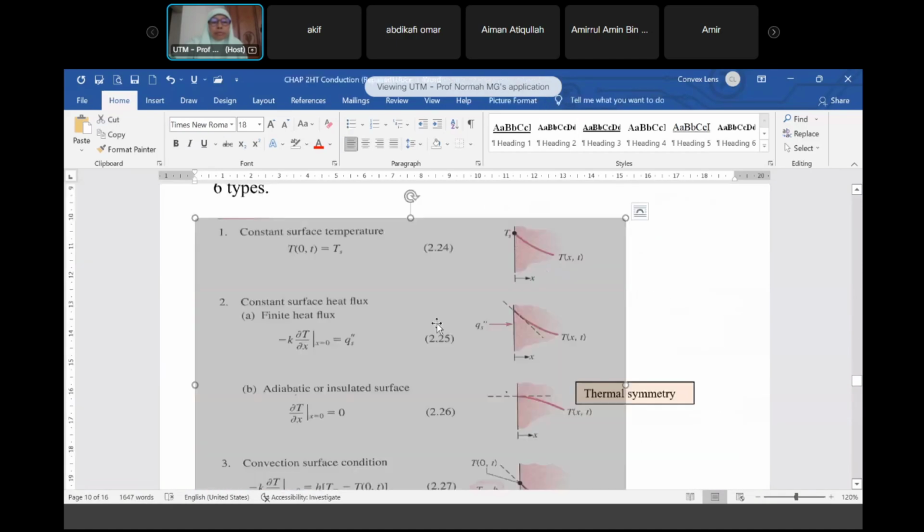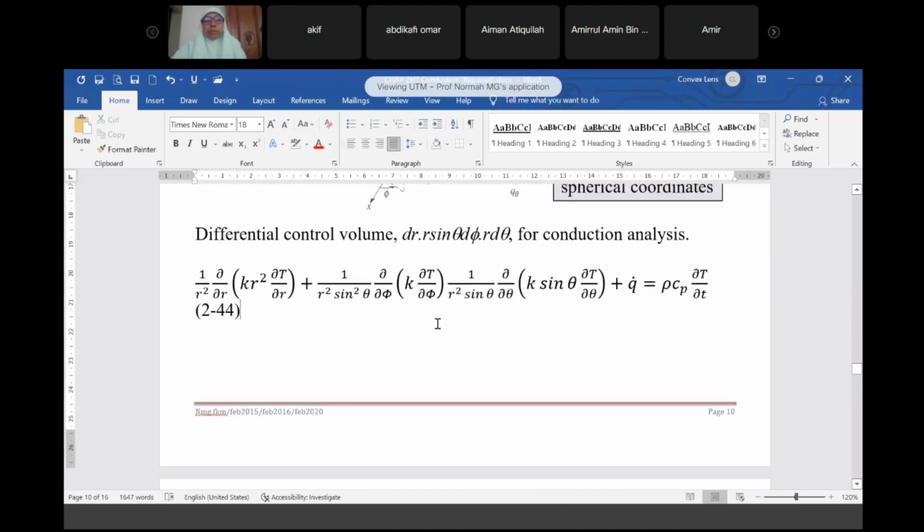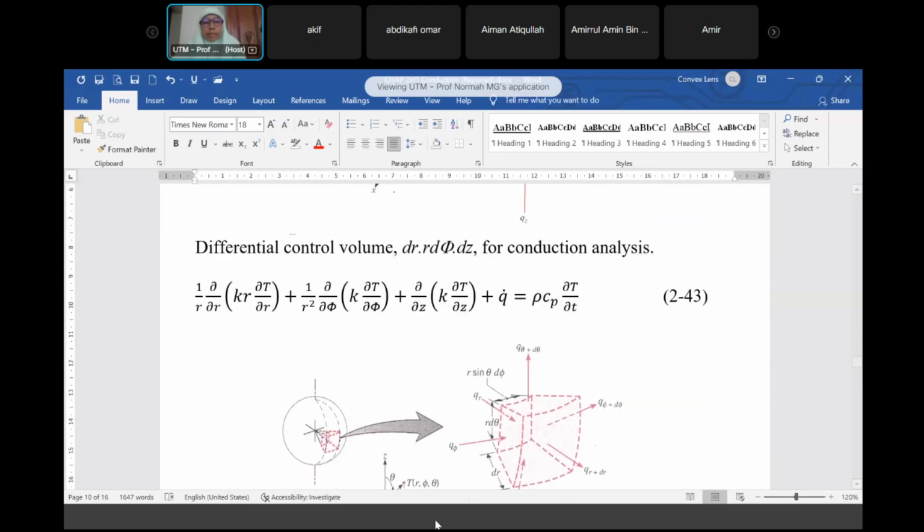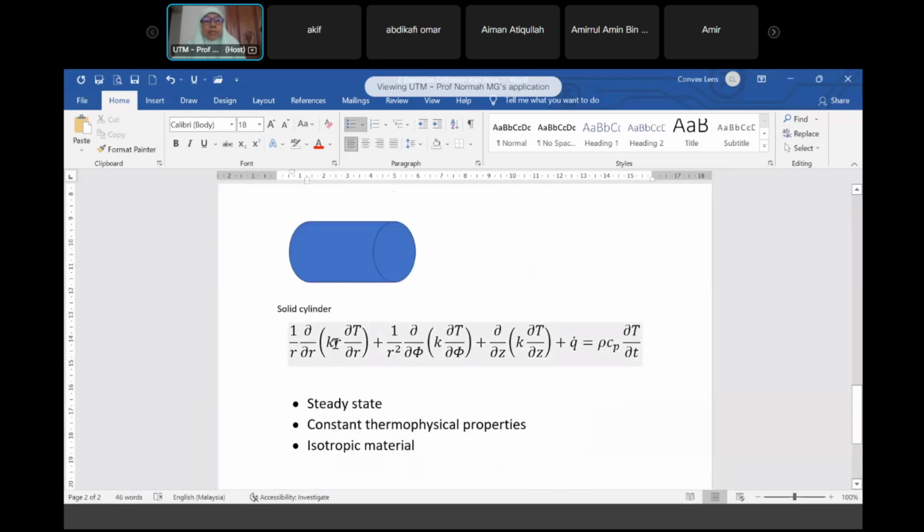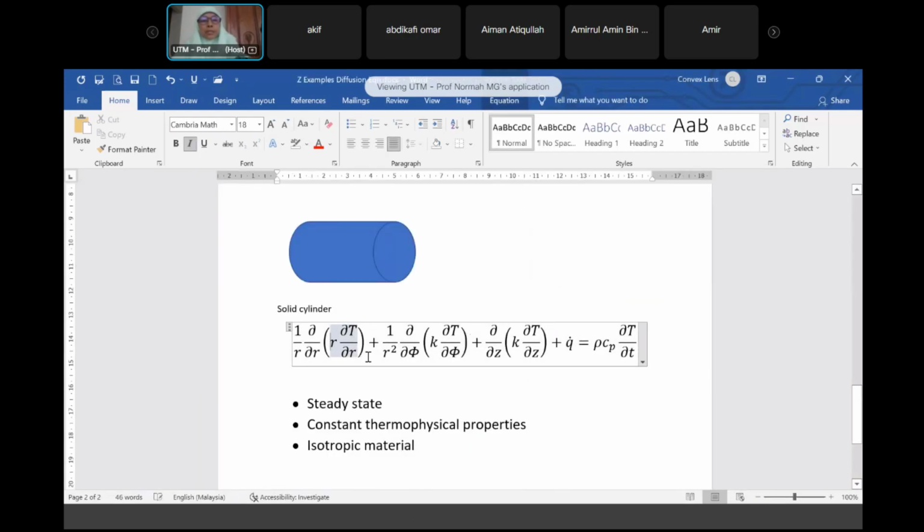Remember, K is taken out because we have constant thermophysical properties. So K is taken out.